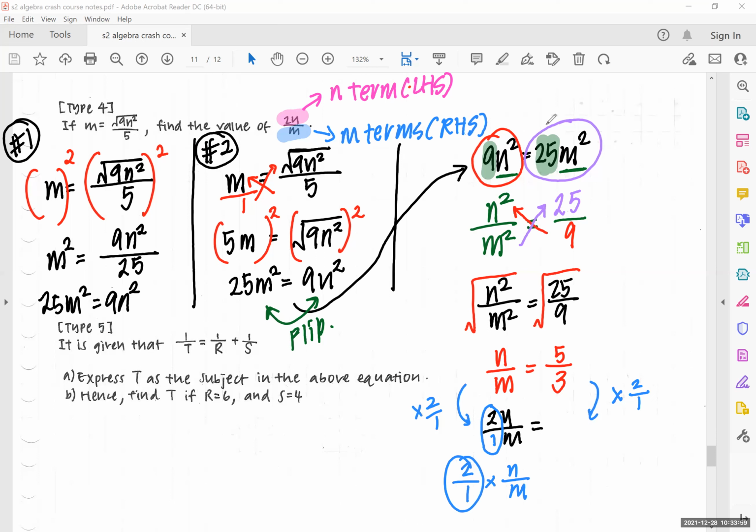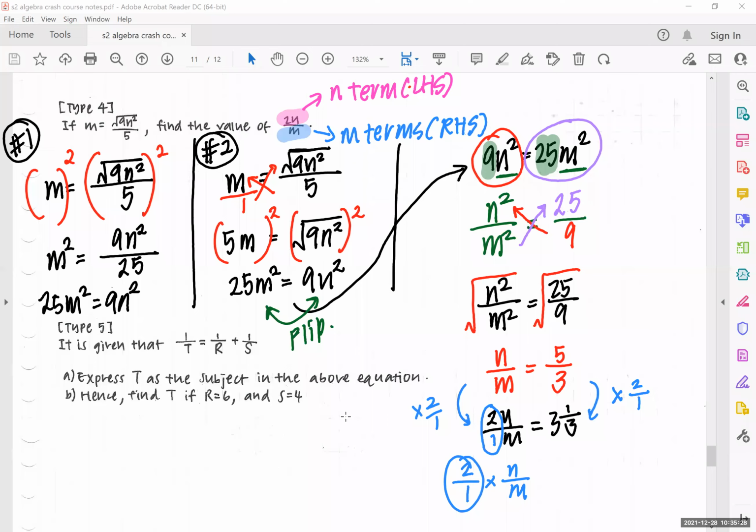And we cannot leave it in improper, right? Yes, the answer is 10 over 3, but we must always leave it in mixed form. Very good. So what is the mixed number? 3 and 1 over 3. Yes. Ta-da! The end. So you can see how progressive it gets, right?